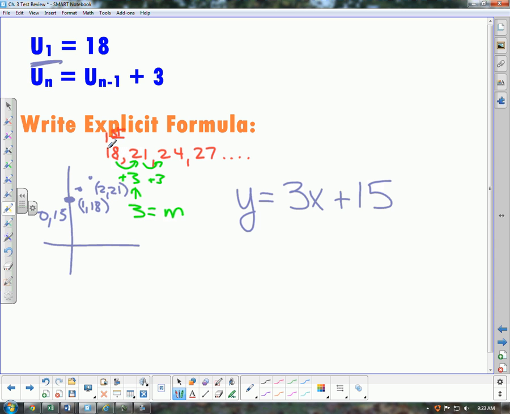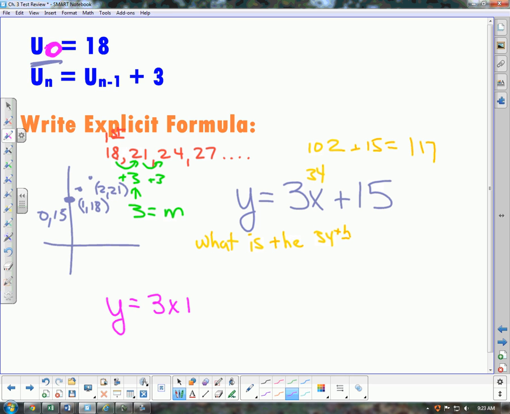Now then, if the question asks after that, what is the 34th term, then you would substitute 34 into that and figure out the answer, which is 34 times 3 is 102 plus 15, which then turns into 117. And then the other thing is if this were u sub 0, now your equation would be y equals 3x plus 18, because now you do have the 0 term.